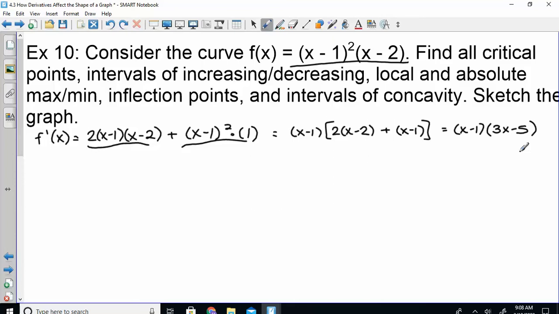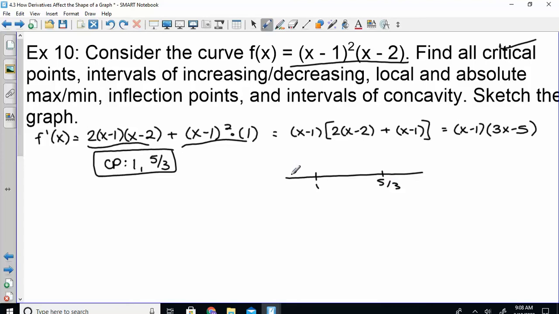Now this isn't the only way to get here, but it's probably the easiest because now, can you tell me what your critical points are? What are they? 1 and 5/3. So that's the first thing I asked for. Now we want increasing and decreasing. So what do we need to do? Smaller than 1, maybe a 0.